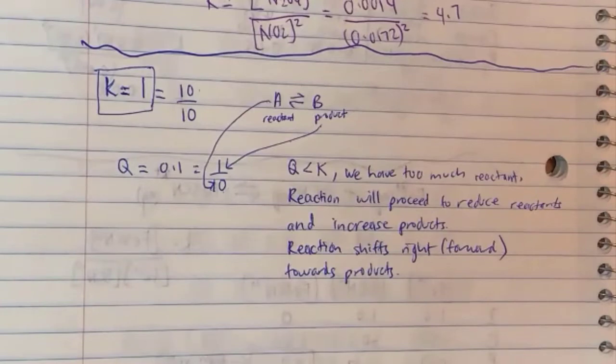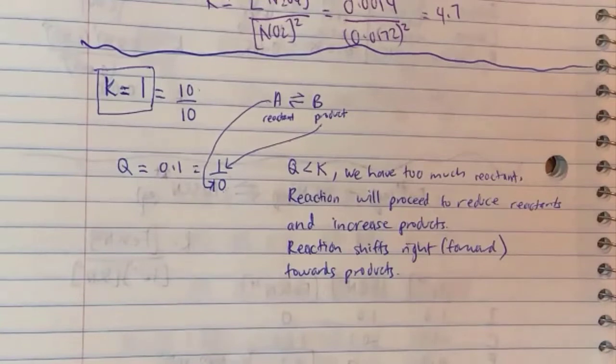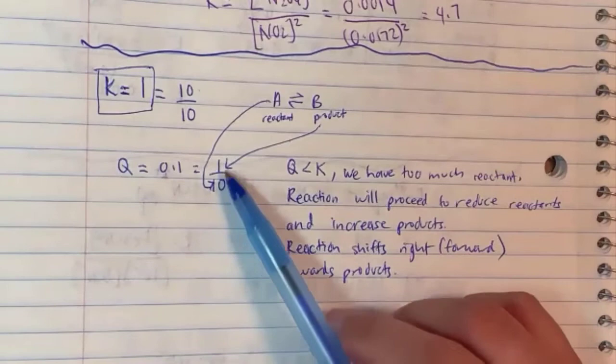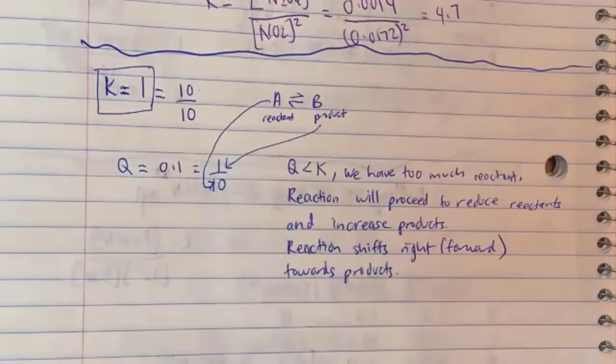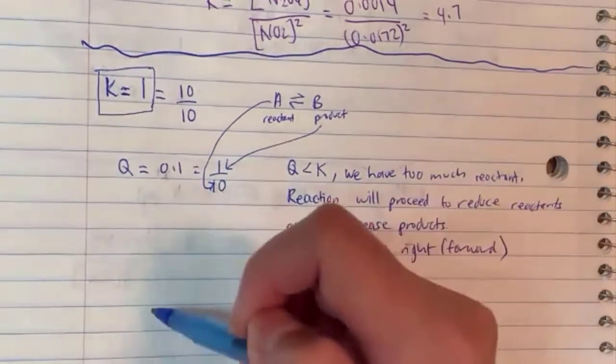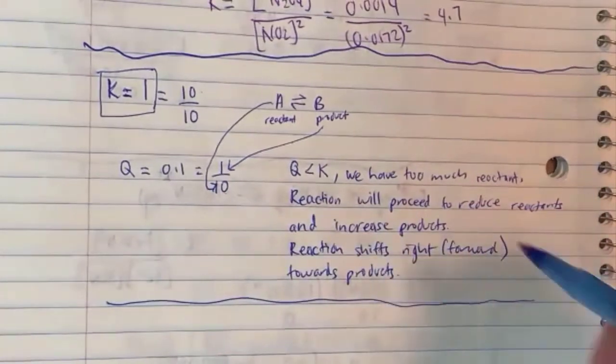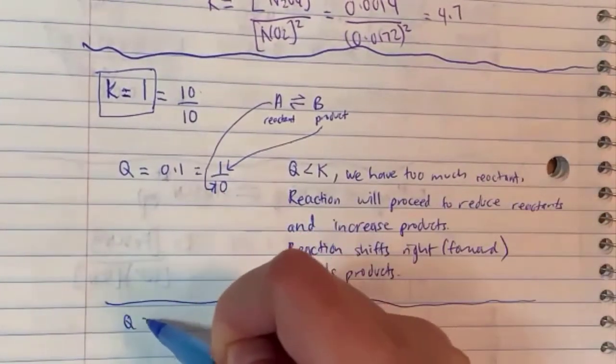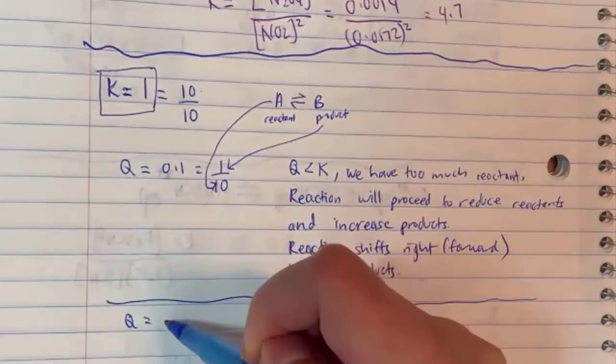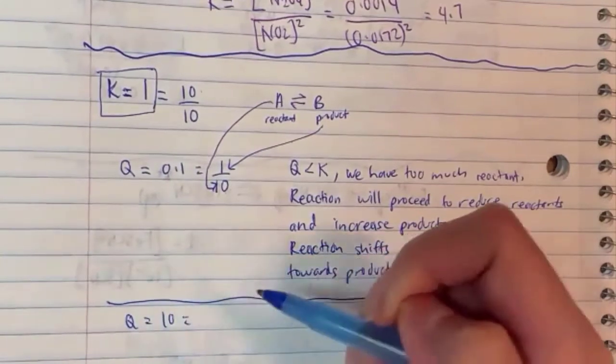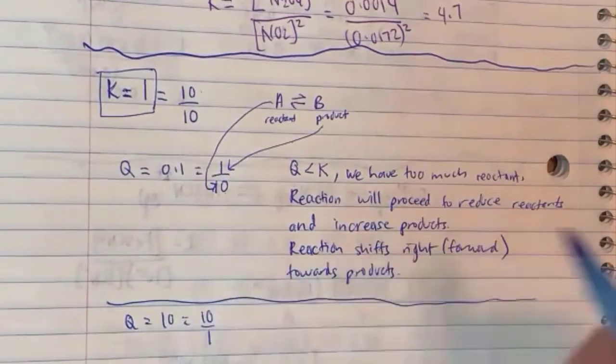Okay, so that's one scenario where Q is smaller than K. When Q is smaller than K, the reaction will shift right because it's trying to make the reactant go down and product go up until it gets to that ratio that it wants. Okay, now what if you had the opposite? So in this case, Q is bigger than 1, so maybe Q is 10. So in this case, maybe your ratio was 10 over 1.